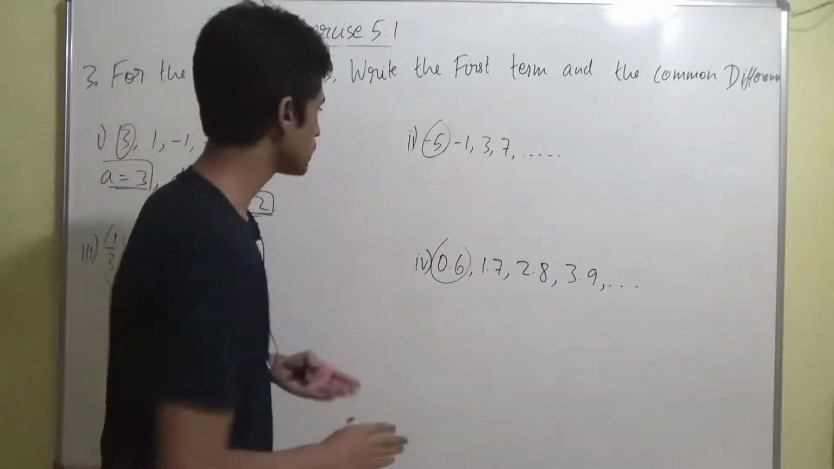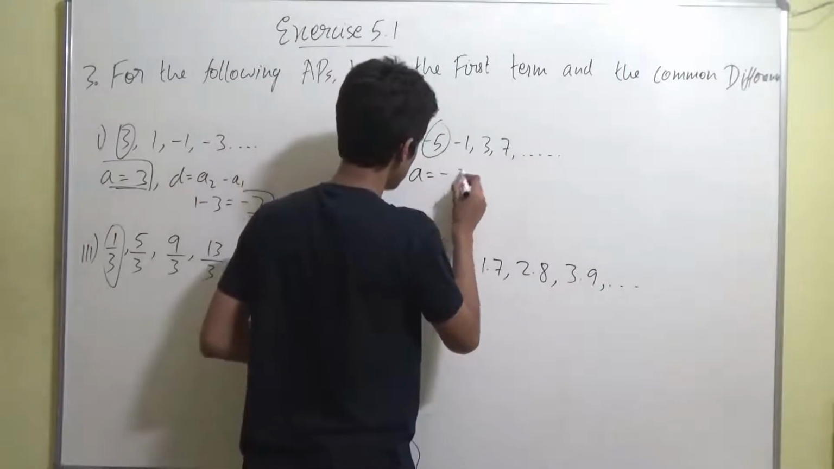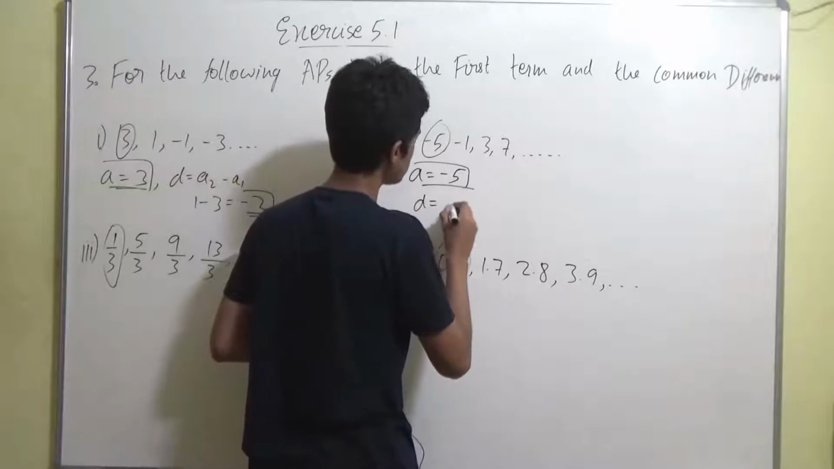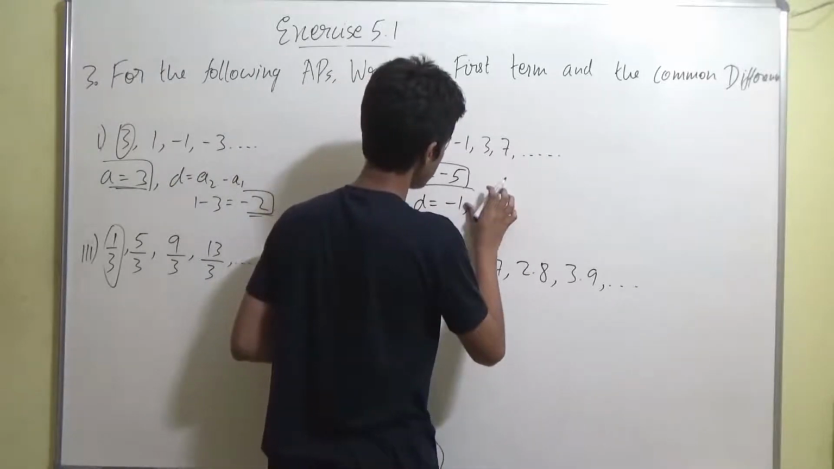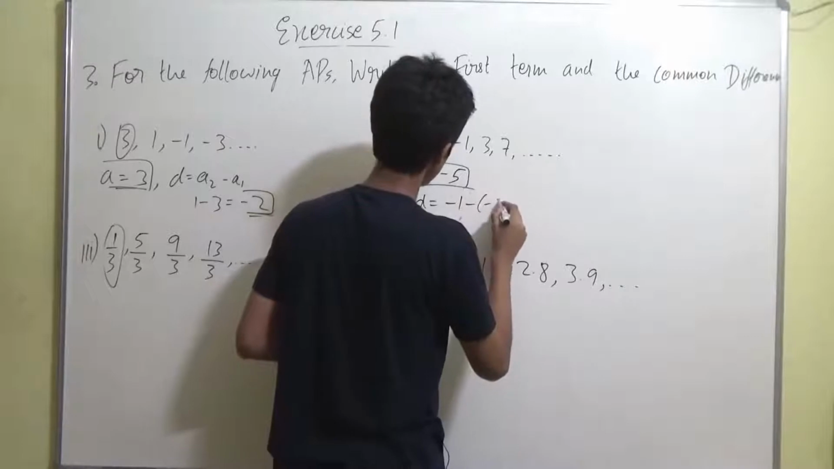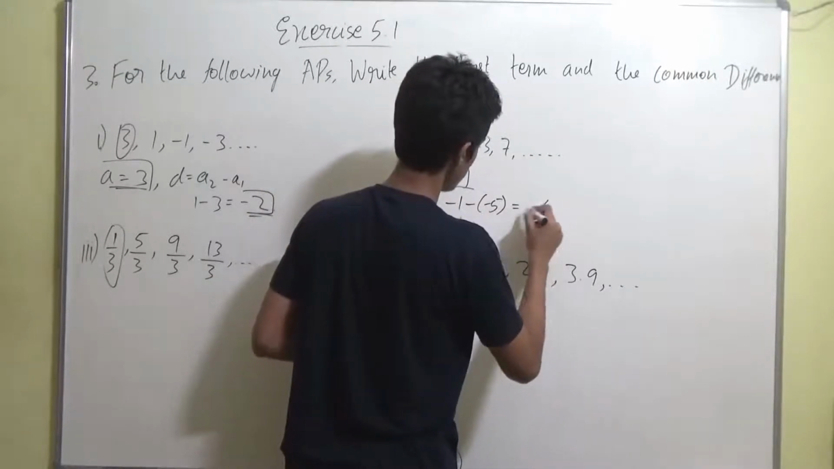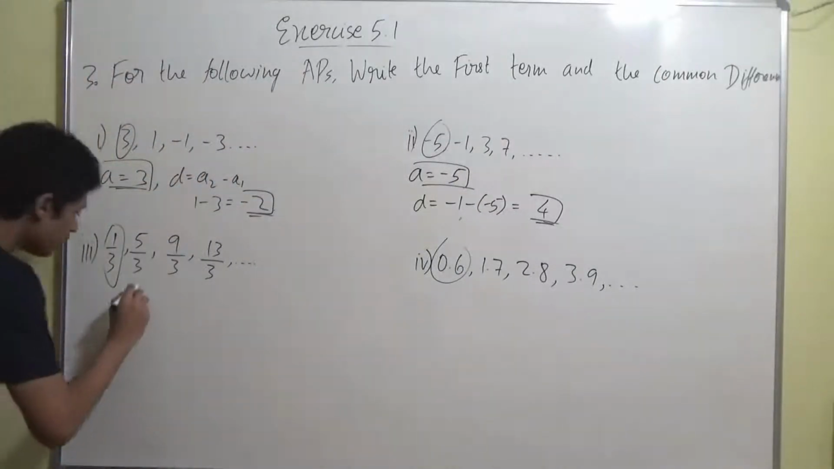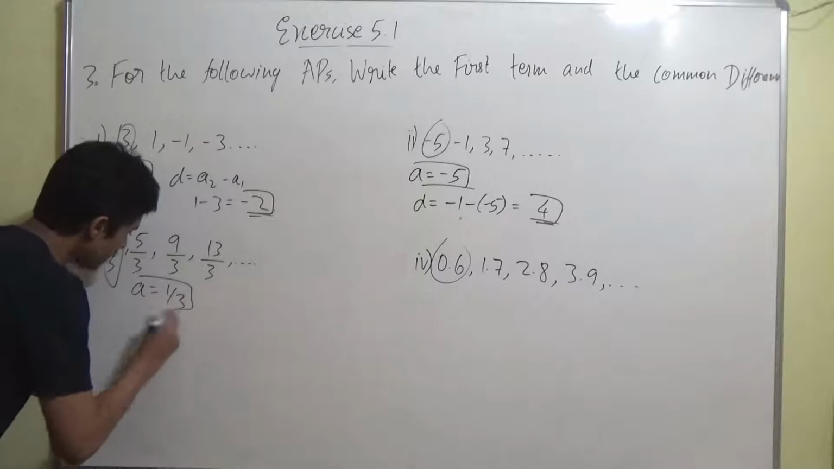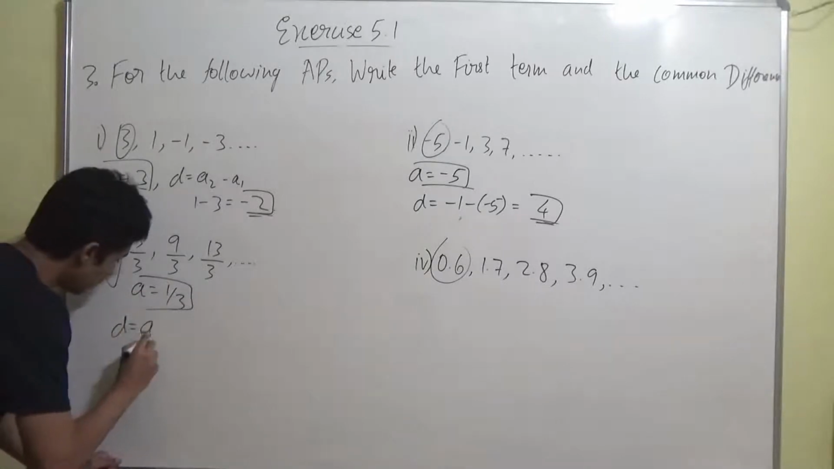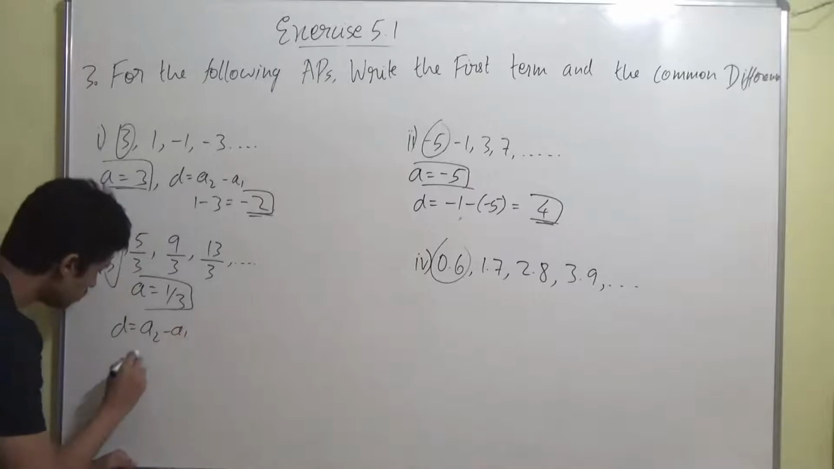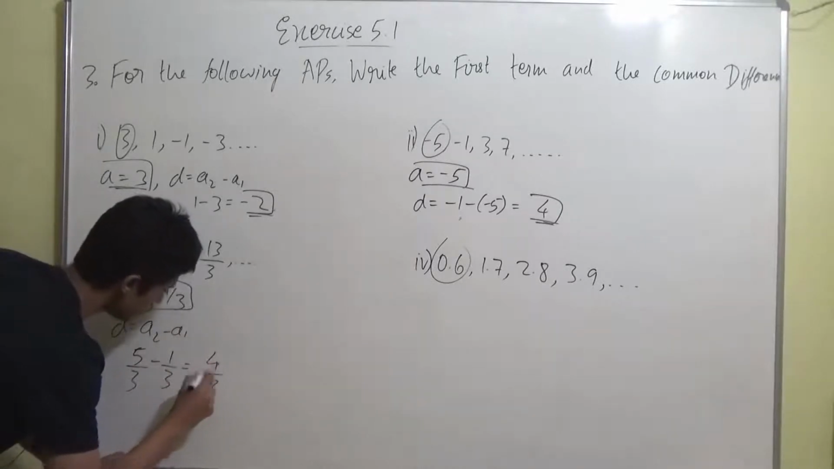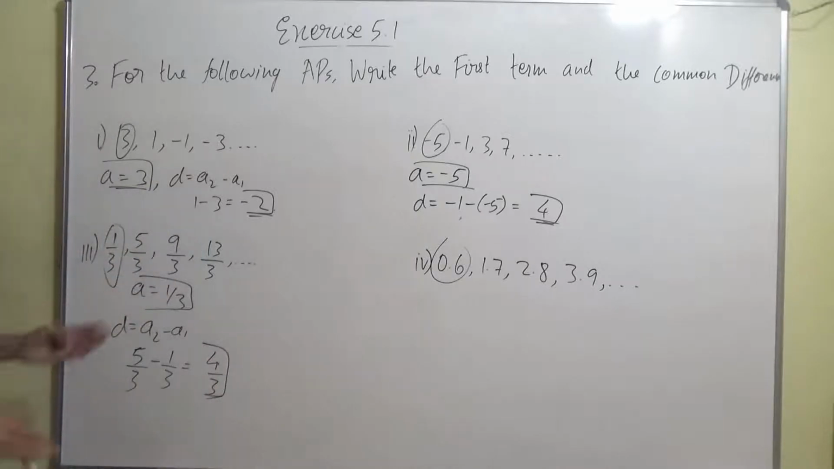Now let's go to the second sub question, where A equal to minus 5, right, and D equal to A2 minus A1, that is minus 3 minus of minus 5 equal to 2. So this is the D value. Now let's go to the third sub question, where A equal to 1 by 3 and D equal to A2 minus A1, which is equal to 5 by 3 minus 1 by 3, which is equal to 4 by 3. So this is the value of D and this is the value of A.